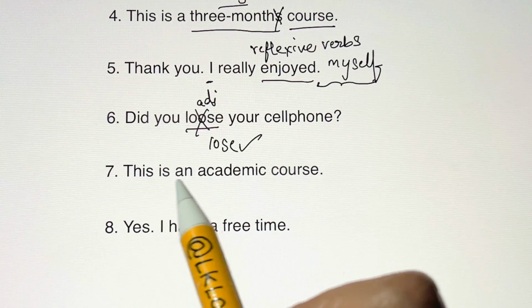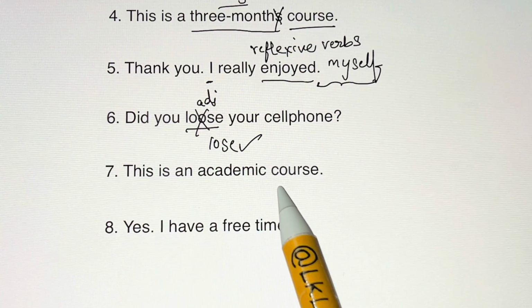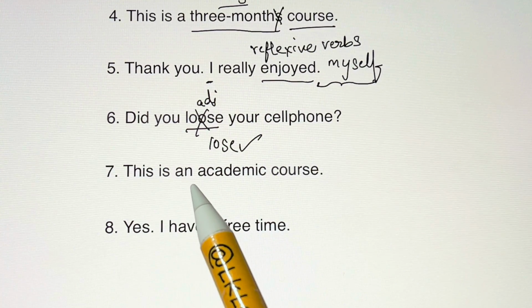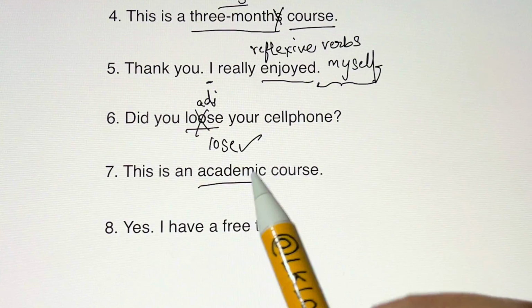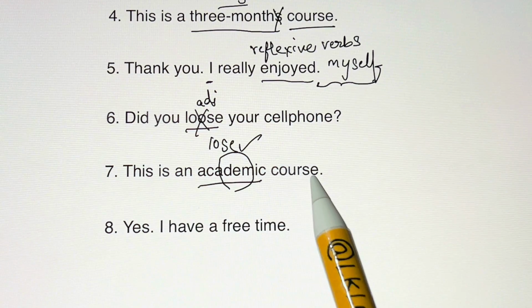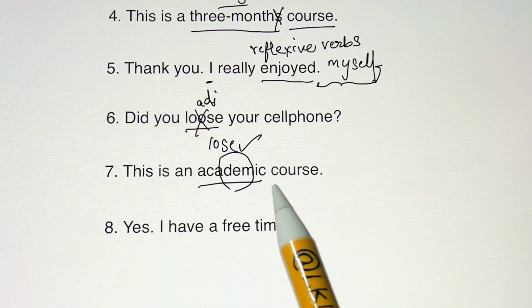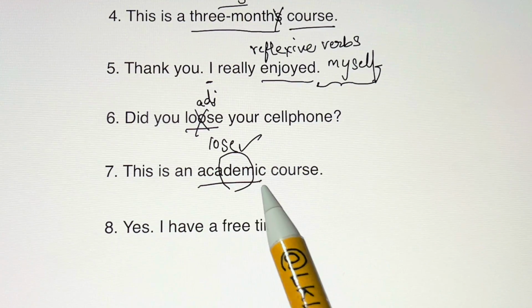Number 7. This is an academic course. So what was wrong with what I said there? Okay, so what was wrong was my pronunciation of this word. It's academic. The stress is on the middle syllable. This is an academic course. So in case you make this mistake, I'm not saying you do, in case you do, make sure you correct it.